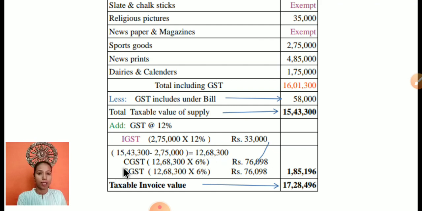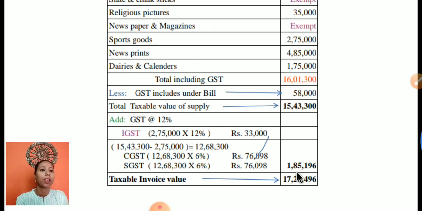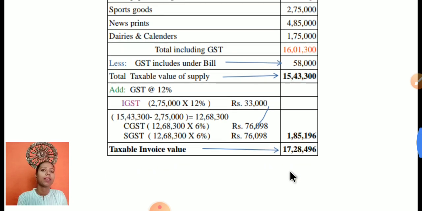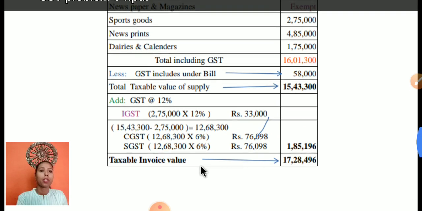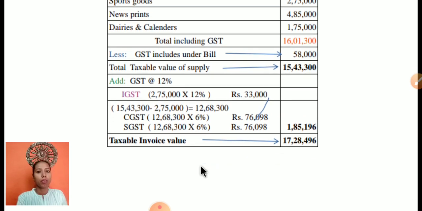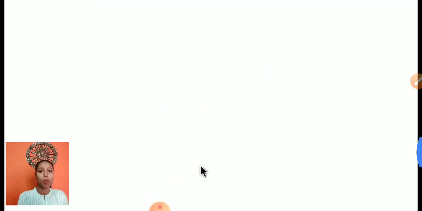Apply the intrastate supply of CGST and SGST. 12 divided by 2, 6% CGST and 6% SGST, and you will get this amount. Apply it to this and you will get 1,85,196 rupees, and add it, you get the taxable invoice value. Okay. In this problem you have to analyze whether GST is included or not included. Let's check another problem in a similar manner.